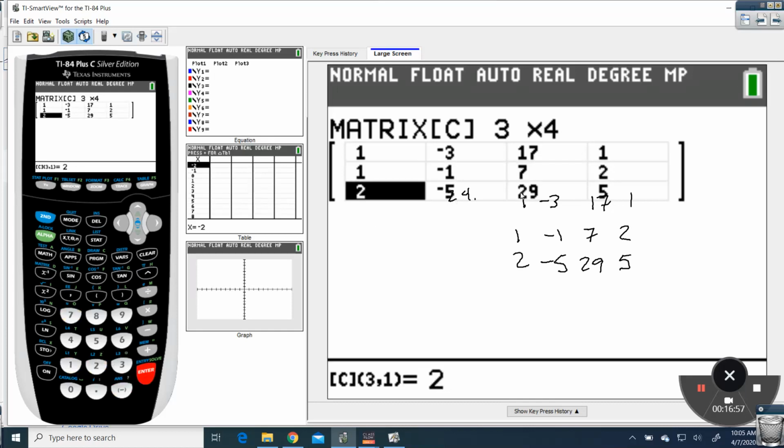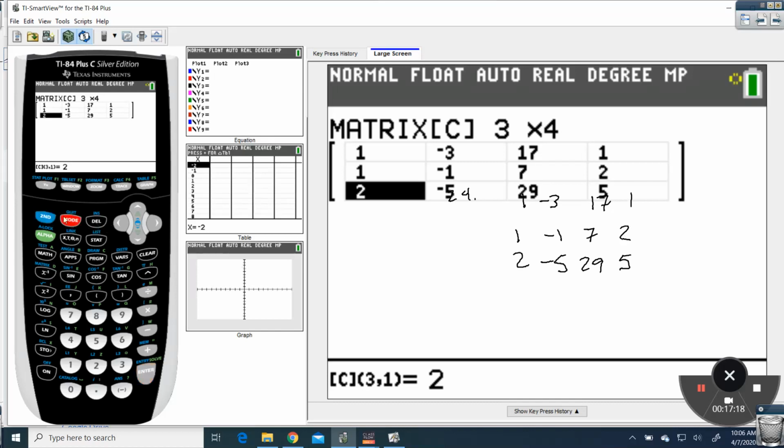So 2, negative 5, 29, 5. 1, negative 1, 7, 2. 1, negative 3, 17, 1. So it pays to double check. You're using the calculator, it's not going to take you tons of time.